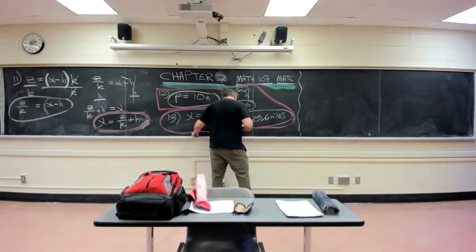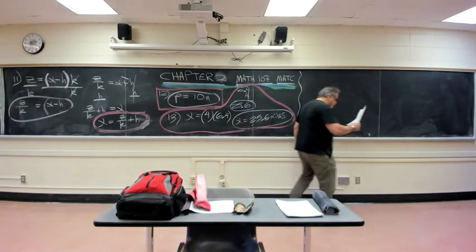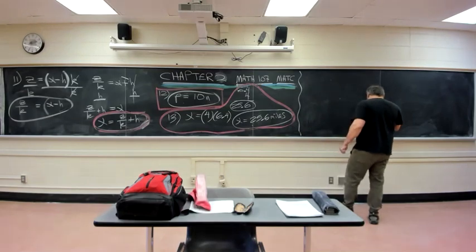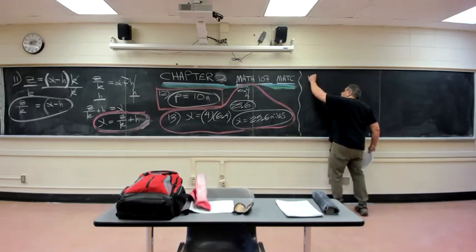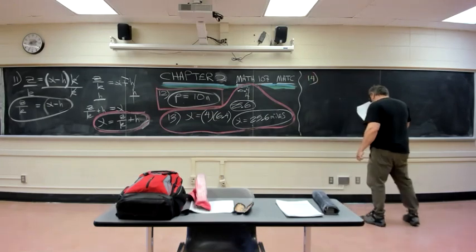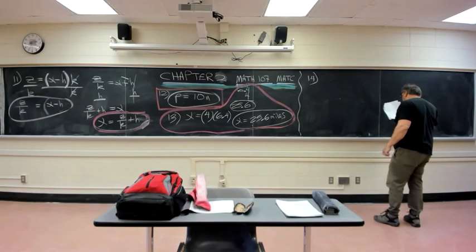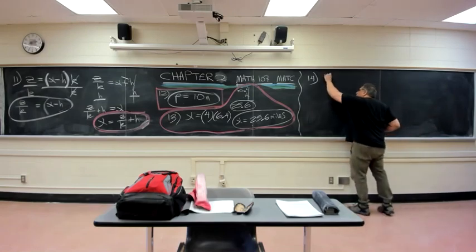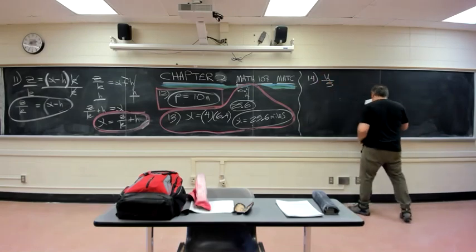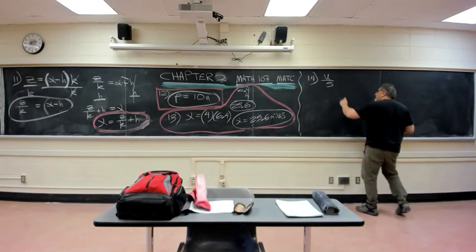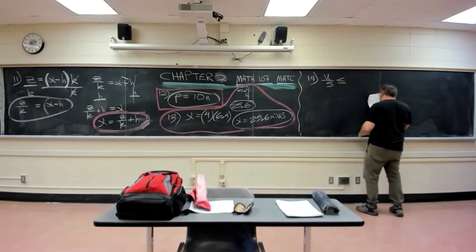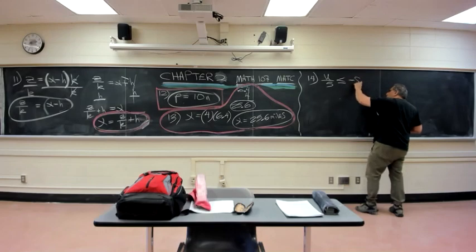So, there's a lot to be said here, so you've got to be pretty careful when you're doing it. For number 14, for example, you've got u over 5 is less than or equal to negative 8.